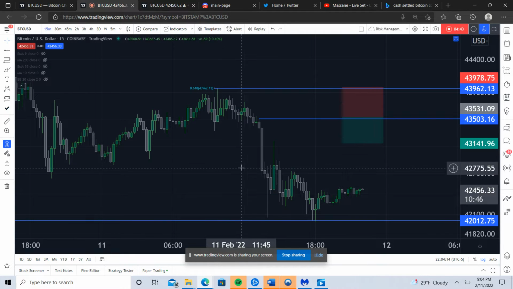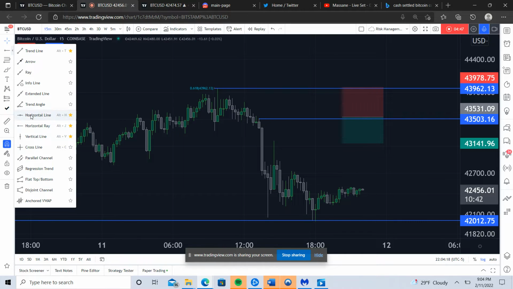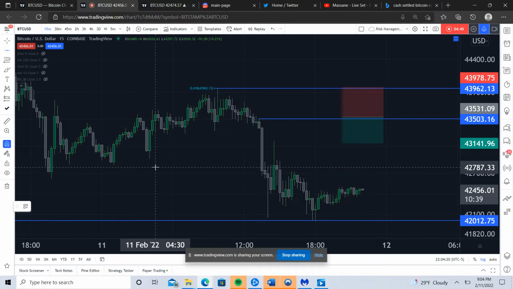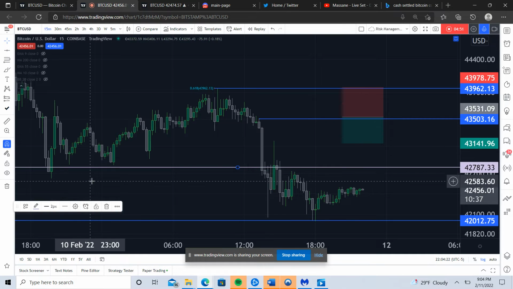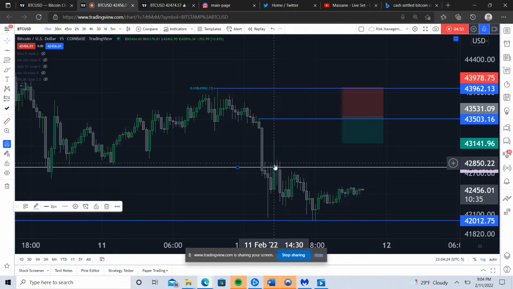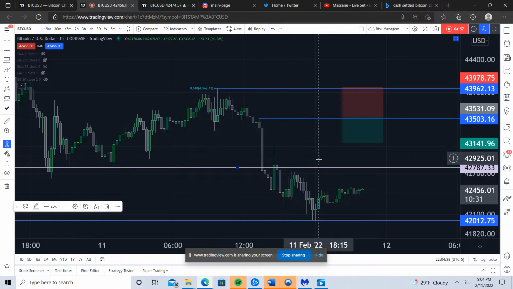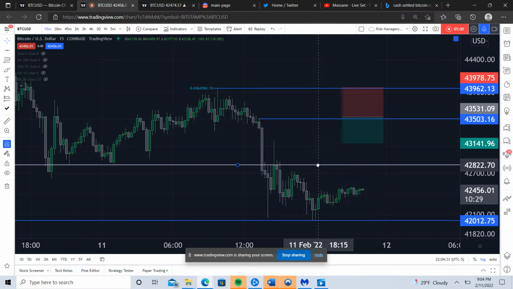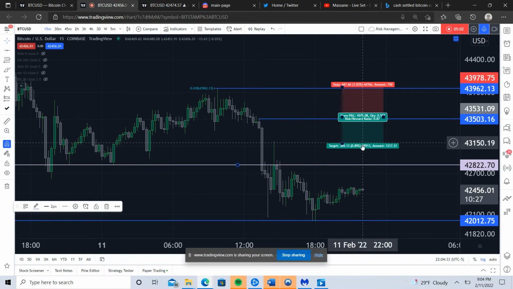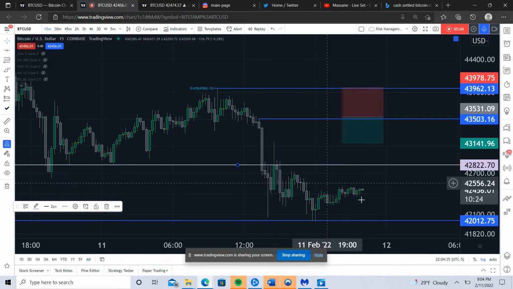My first take profit level would be this level. Again, it's not perfect, but there's this level here. Obviously, it acts as support and roughly is resistance, at the bodies of the candles. So if we can represent it like this, I would set my first take profit at 42,822.